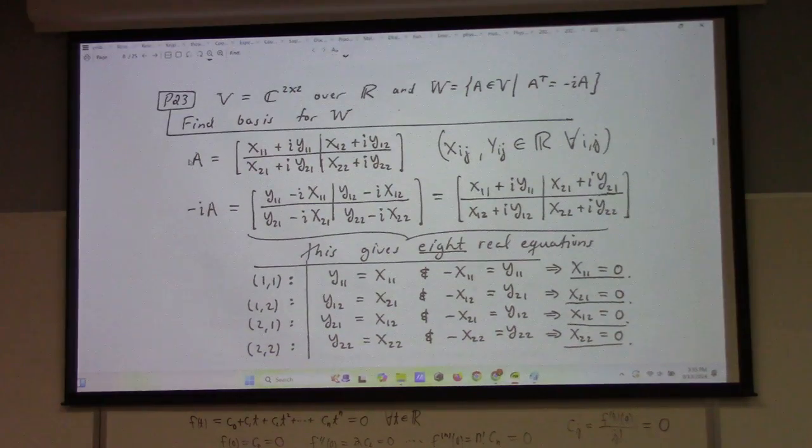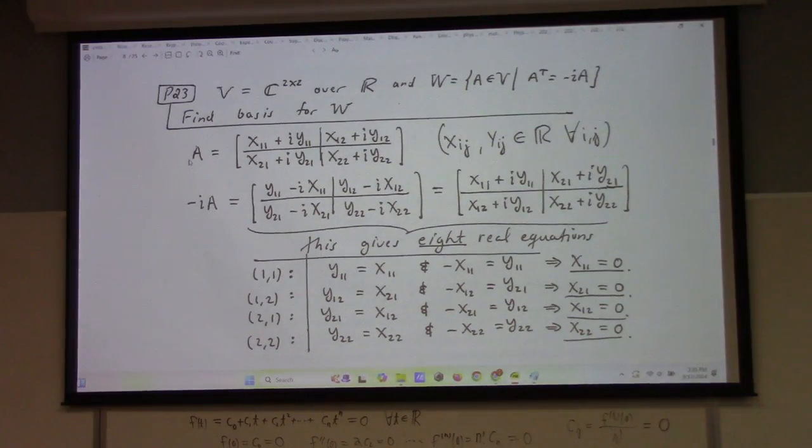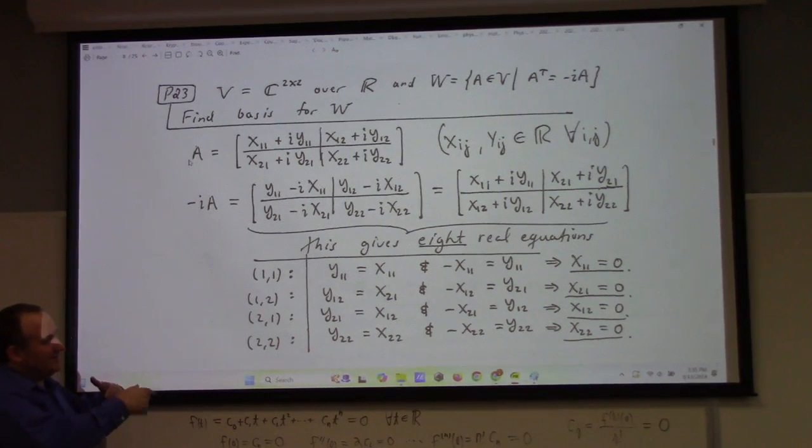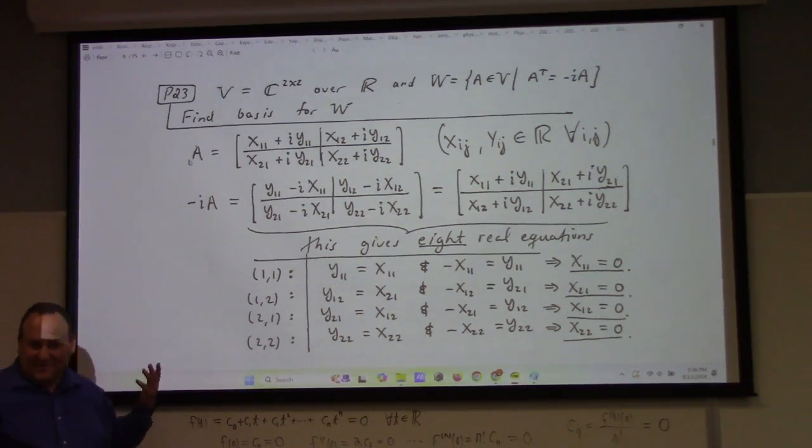By the way, my solution here is not optimal. I'm working far too hard. I was hoping it would be non-trivial. And if it was non-trivial, adopting the real notation would almost certainly be necessary to discover what the basis was as a real vector space. But it turns out that these 8 conditions conspire to just make everything 0. So it was the 0 subspace.